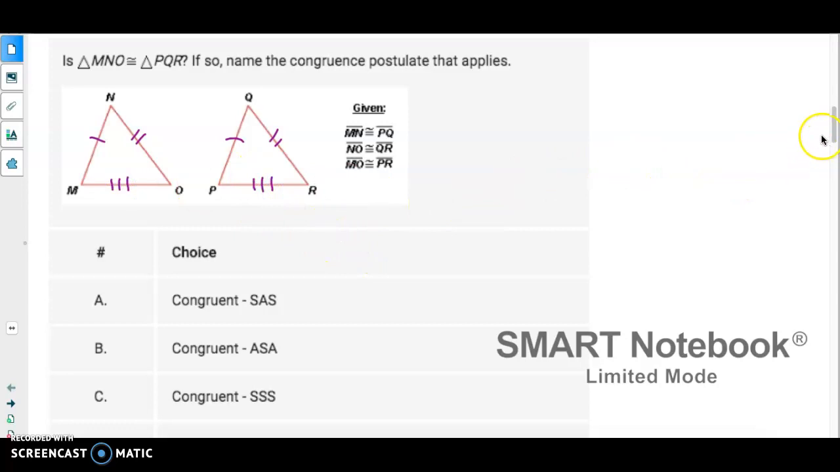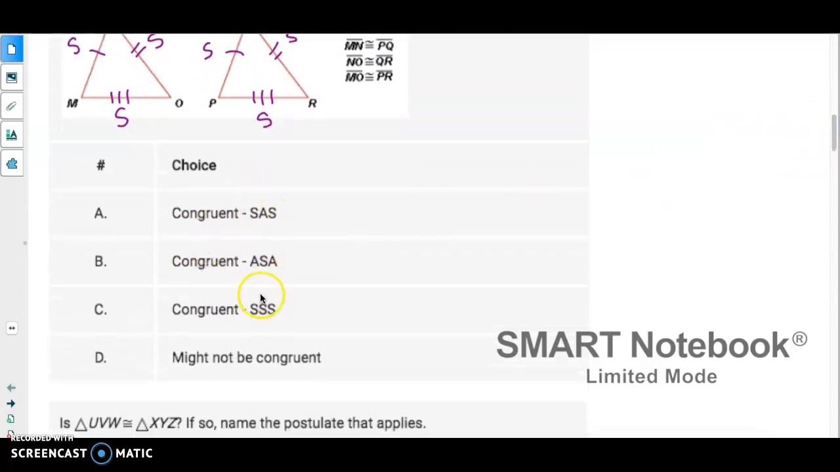So it's asking if these two triangles are congruent. So we can say we have a side, side, side. So these sides are all congruent here. So is it congruent? Is it one of these? Side, side, angle, or side, side, side? Well, yes, it's congruent because side, side, side shows that it's congruent.